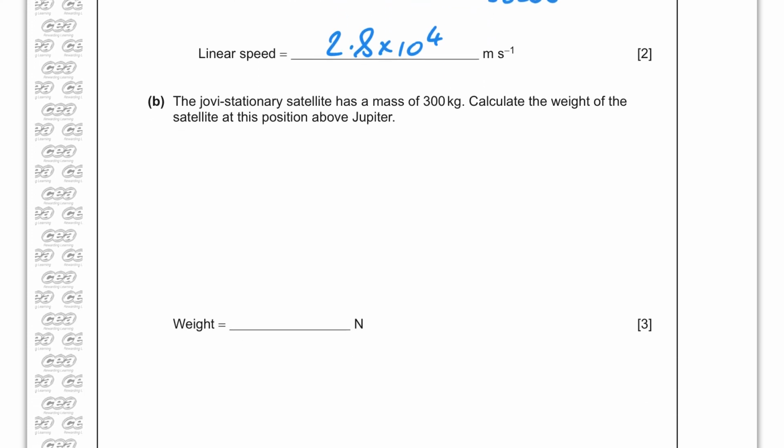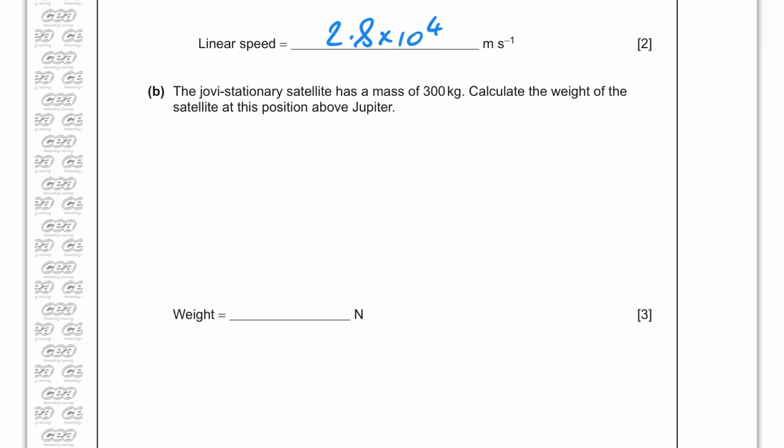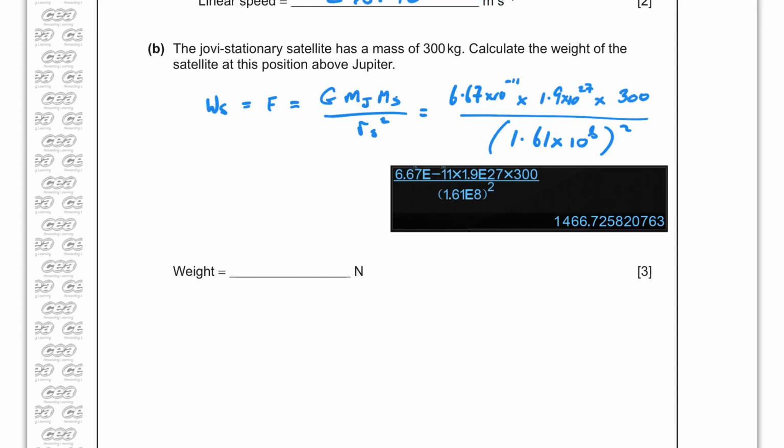Part B, the geostationary satellite has a mass of 300 kilograms. Calculate the weight of the satellite at this position above Jupiter. The weight of the satellite will be the force of gravity at that point on it, so it's just G M m over r squared. And that gives us like 1467 newtons.